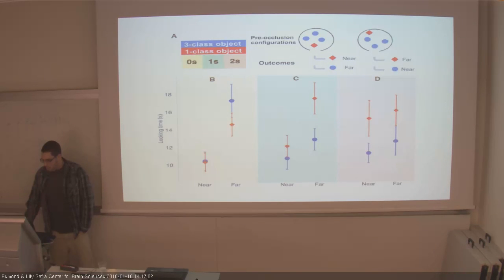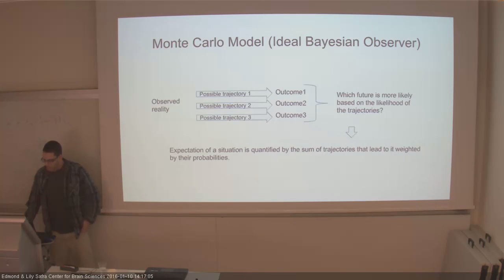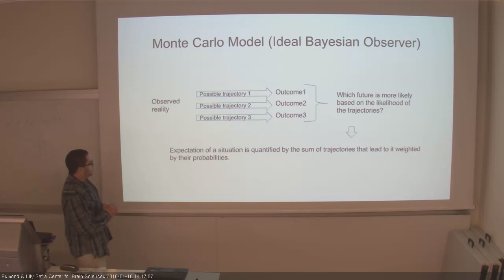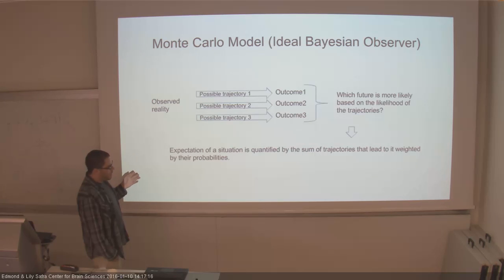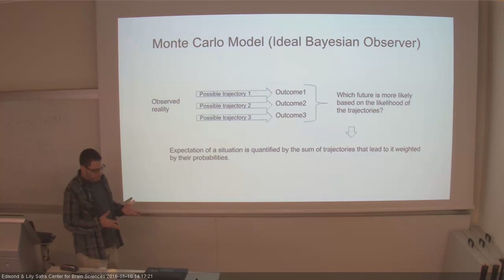And so now the question is, can we come up with a model that models this data relatively well? The model that they use, they call it an ideal Bayesian observer model, but it's actually just a Monte Carlo approach. I'm sure that many of you are familiar with it, but the idea is that you start with an initial state, and then you simulate the experiment, let's say thousands of times, and you look at the probability of each result.